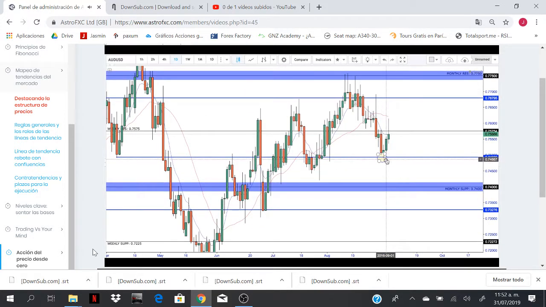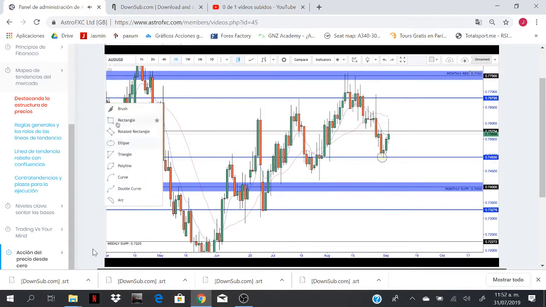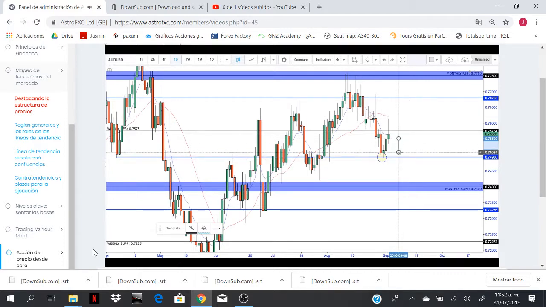Sometimes you're not going to be able to get it dead on, so guys, you can go ahead and use maybe the rotated rectangle, might be a better shot. So this rectangle here, it's a lot easier to use. We can just highlight that there.